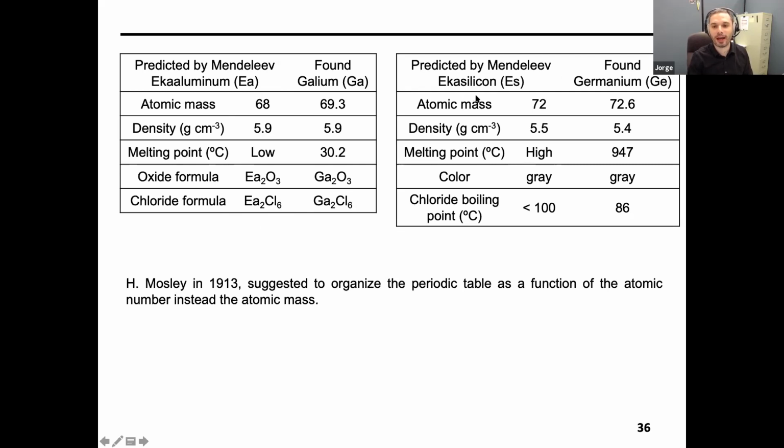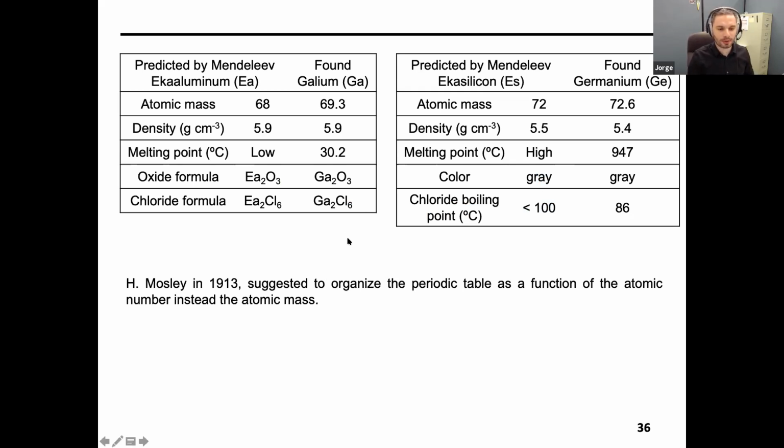The same thing for eka-silicon, which later on was found to be germanium. Again, prediction of atomic masses, density, melting point, even in this case color, which is really impressive, and boiling point, for example. So Mendeleev was capable of predicting all these properties using the idea that elements in the same column would have similar properties. And that was the starting point to organize the elements in a table.